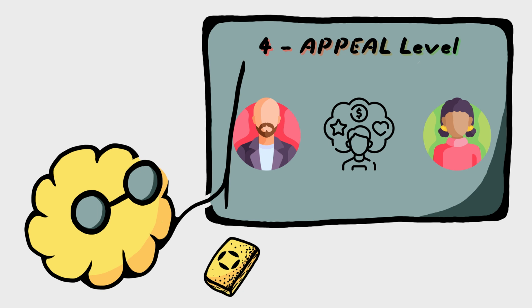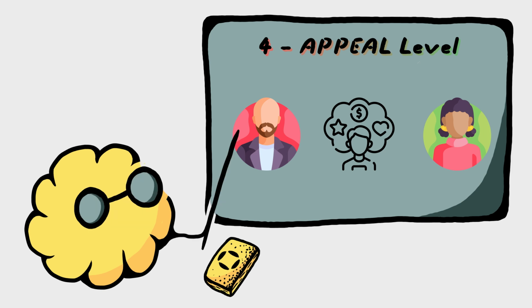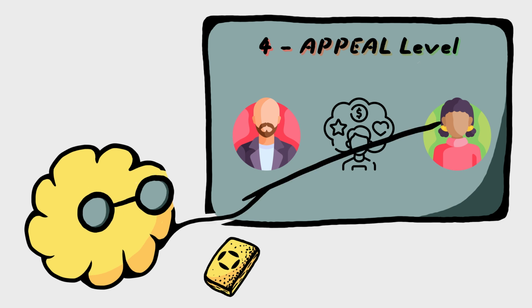And finally, the last level is the appeal level. It contains what the sender wants the receiver to do or think. This level should make the receiver do something or leave something undone. The sender attempts to influence the receiver to do or think something. The receiver then processes the request consciously or unconsciously.